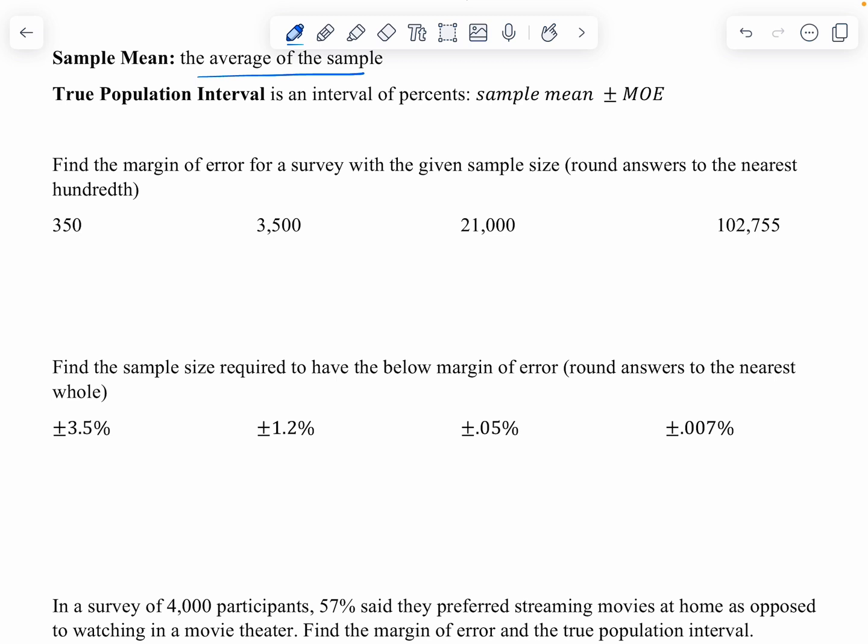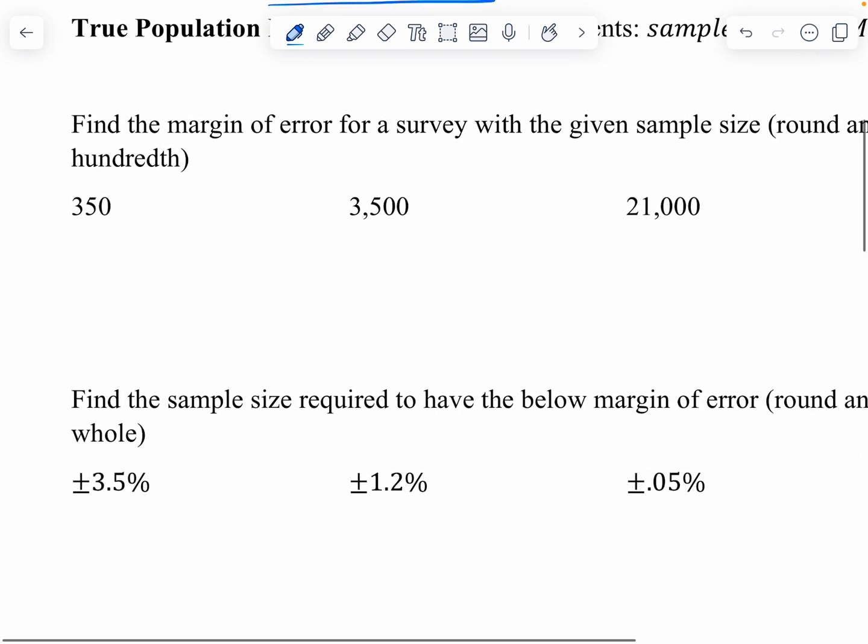So first thing we're going to do is just start off by finding the margin of error, and hopefully you'll be able to see a pattern of how when our sample size gets bigger, our margin of error gets smaller. We're going to round these to the nearest hundredth. So we're starting out with a sample size of 350. We're going to use that formula, margin of error equals 1 divided by the square root of our sample size. In this case, our sample size is the square root of 350.